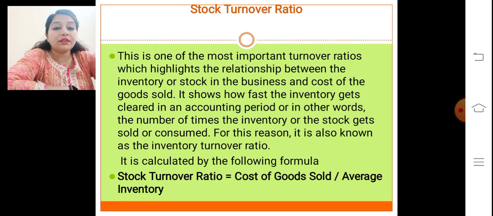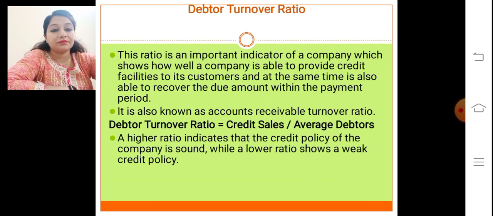First is stock turnover ratio. This is one of the most important turnover ratios which highlights the relationship between inventory or stock in the business and cost of goods sold. It shows how fast the inventory gets cleared in an accounting period, or in other words, the number of times the inventory or the stock gets sold or consumed. For this reason, it is also known as inventory turnover ratio. And the formula of stock turnover ratio is cost of goods sold upon average inventory.